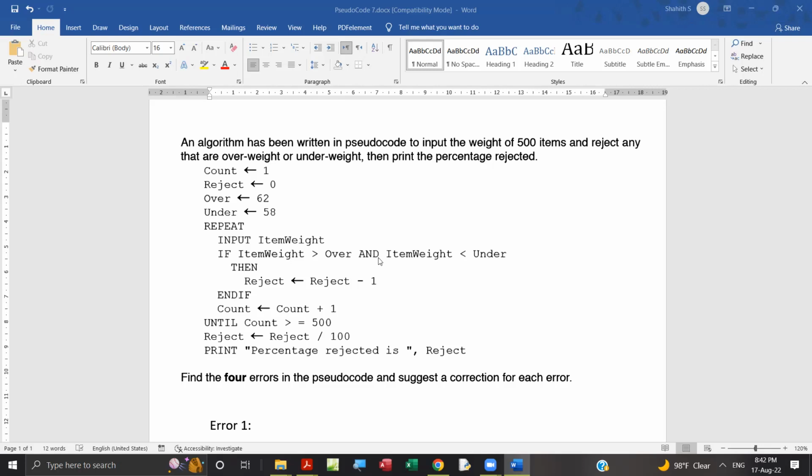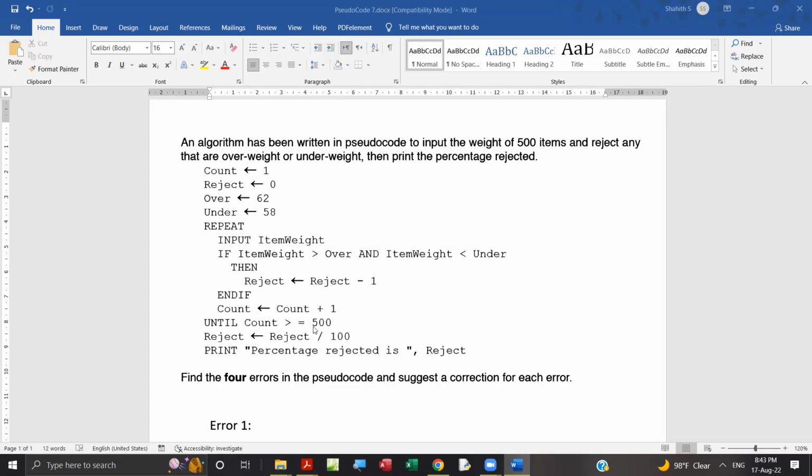Then if this condition becomes true, what happens? The item should be rejected, because it's either overweight or underweight. So the second error: here it is reject plus 1. We need to count it. Counting statement. This is an error. This is wrong. So reject is assigned reject plus 1. Then the count value is incremented, because this is repeat until.